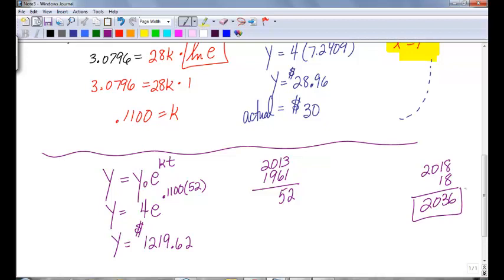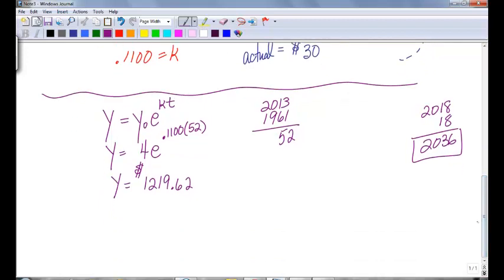Okay, kid's not going to prom. So let's go another. Y equals y sub 0 e to the kt power. If it continued at that growth rate, still started at $4, k is still our growth. How many years have we got? 75 years later. So 0.1100 times 75, and then take it times 4.